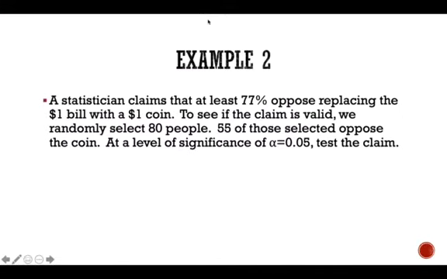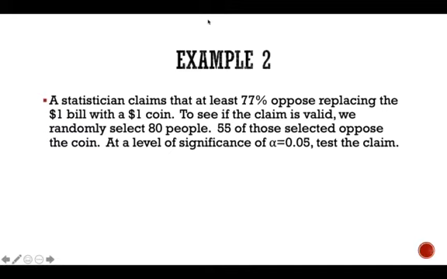Example 2. A statistician claims that at least 77% oppose replacing a $1 bill with a $1 coin. Now, I was interested in this question last semester when we had this in class. I'd be curious to see how many people actually support this. Now, to see if the claim is valid, we randomly selected 80 people, and 55 of those 80 opposed replacing the bill with the coin. At a level of significance of 0.05, test the claim.